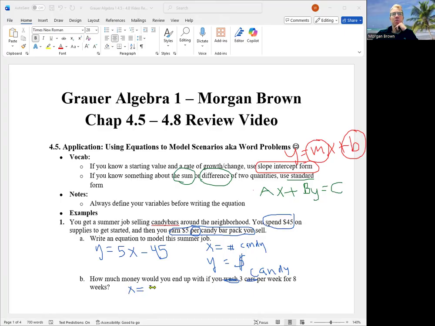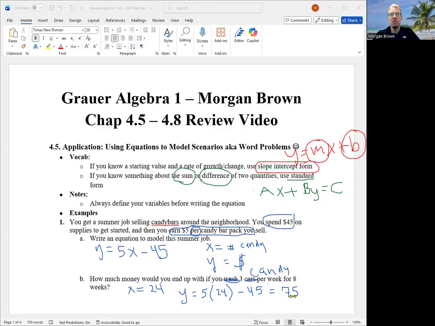So your X is how many candy packs you sold, which is going to be 24. And you're going to plug that in. So Y equals 5 times 24 and then minus 45. You just type in your calculator 5 times 24. You get 120. You subtract 45, and it looks like we're going to get $75 profit.